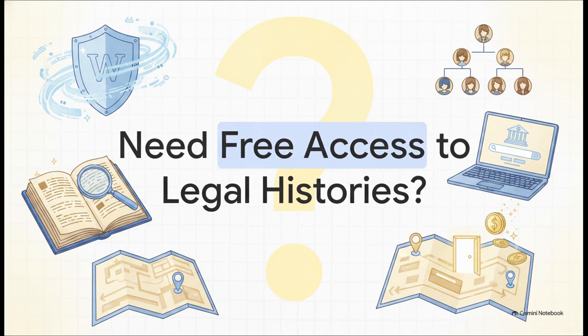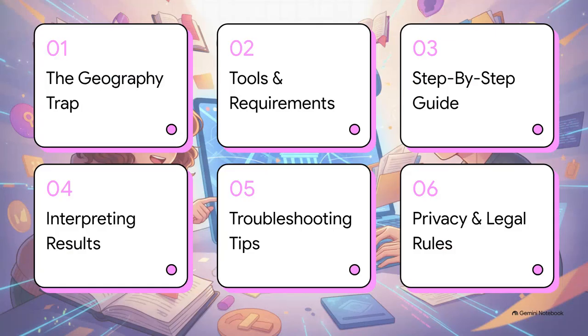time and money. All right, let's look at our agenda so you know exactly what we're covering today. We're going to go through 1, the geography trap. 2, tools and requirements. 3, a step-by-step guide. 4, interpreting results. 5, troubleshooting tips. And 6, privacy and legal rules.